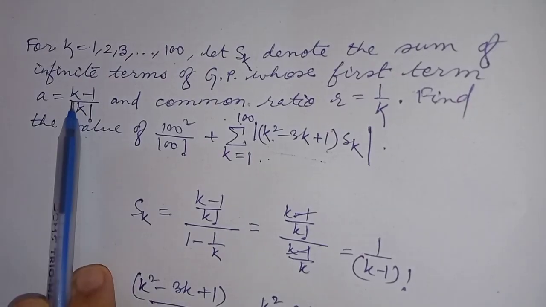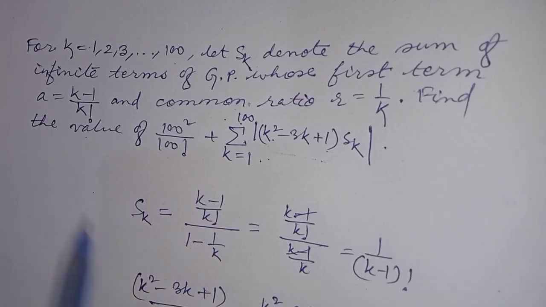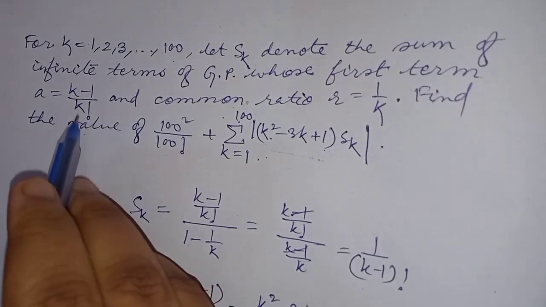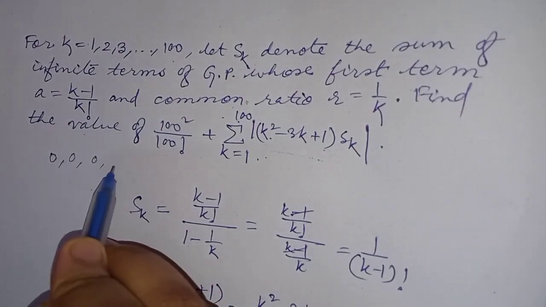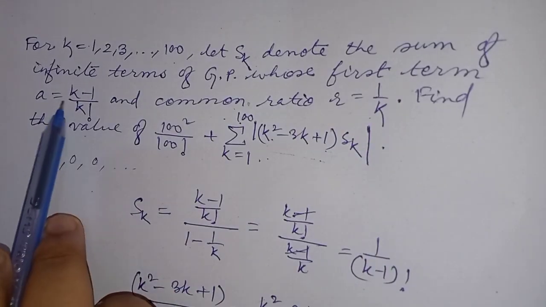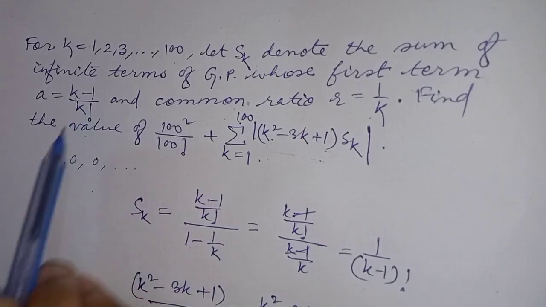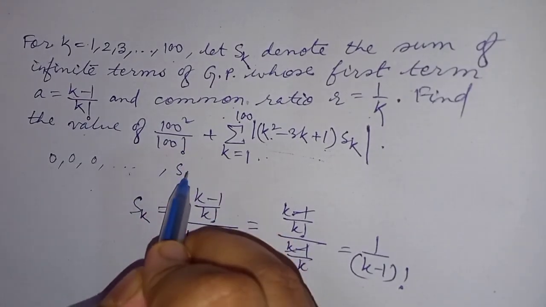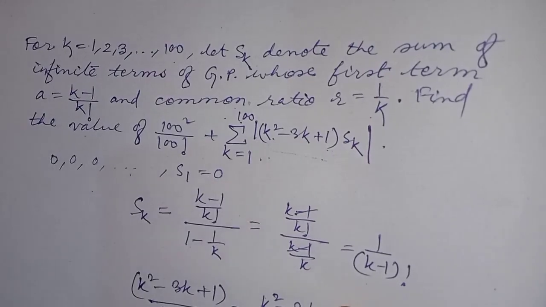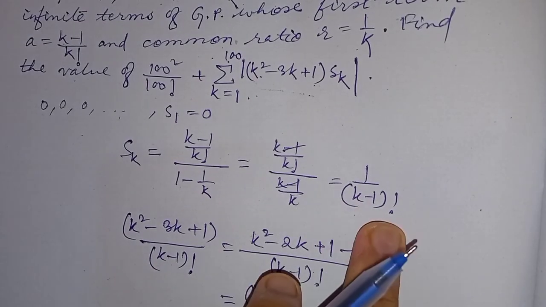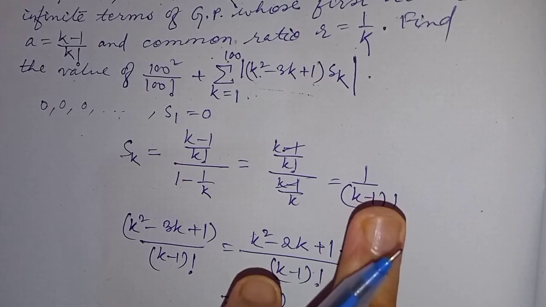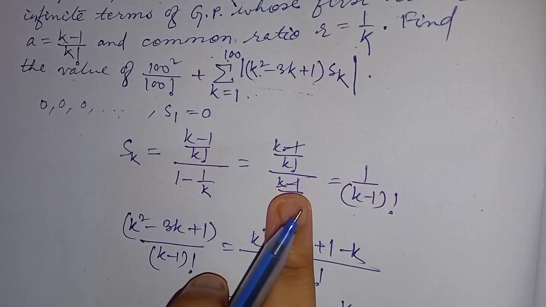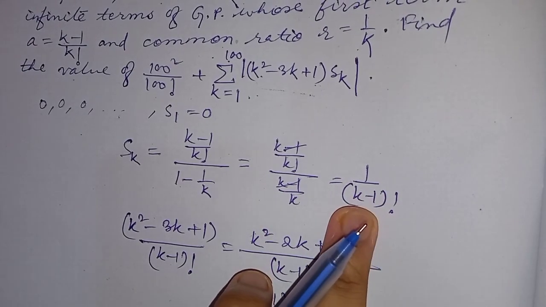Why? Because if you put k equal to 1 here, you get that a is equal to 0. So it is a constant GP whose first term is 0. So all the terms are 0. Whatever be the value of r, a is 0, so all the terms are 0. So the sum when k equal to 1, S1, is 0. But put k equal to 1 here, you get 1 by 0 factorial, and 1 by 0 factorial is defined as 1. So S of 1 is coming out as 1 according to this manipulation, but we cannot calculate using this expression.